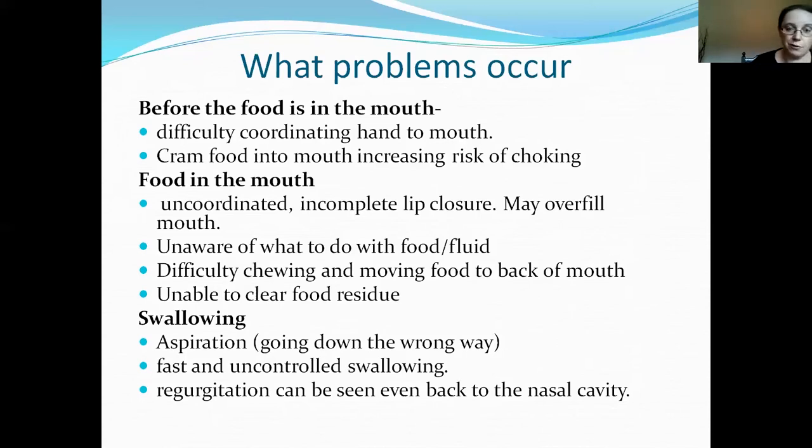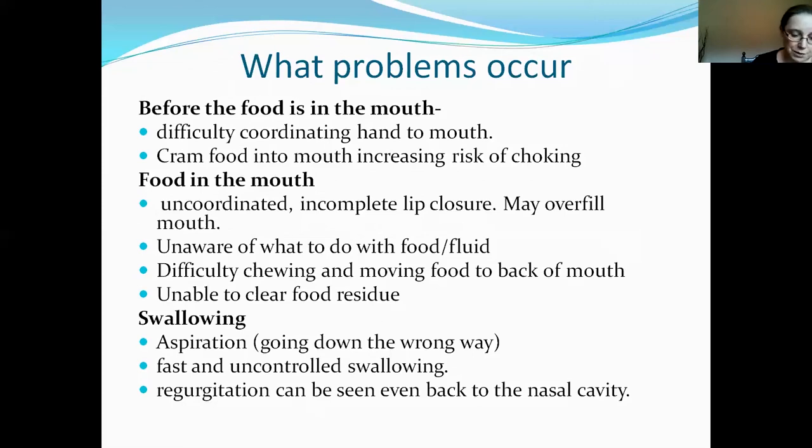Obviously before the food gets into the mouth, they might have difficulty coordinating that hand-to-mouth movement, so they may drop things. They may feel like they're going to cram food into the mouth, because they're trying to get food to the mouth as quick as they can. And again, those involuntary upper body movements will make them drop things as well. And impulsivity sometimes makes them cram food into the mouth, and obviously that increases the risk of choking.